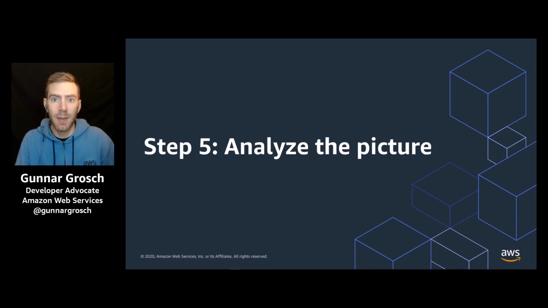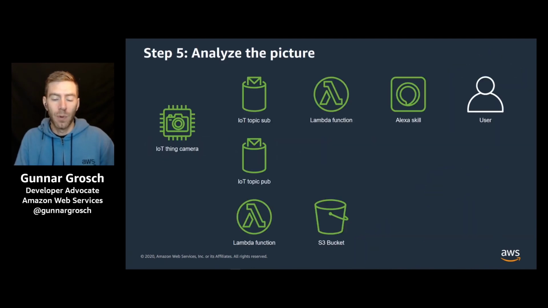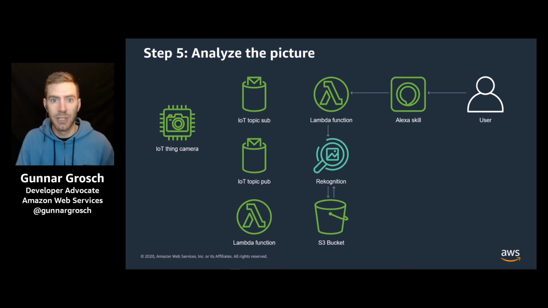Time for the final step when we're gonna analyze those images. So with the architecture in mind, we're gonna add Rekognition to that. So when the user tells Alexa to analyze an image, the Lambda function gets invoked, uses Rekognition to look at the image in our S3 bucket, and returns the labels from that image to the Lambda function, and then we'll use that in the skill and back to the user.